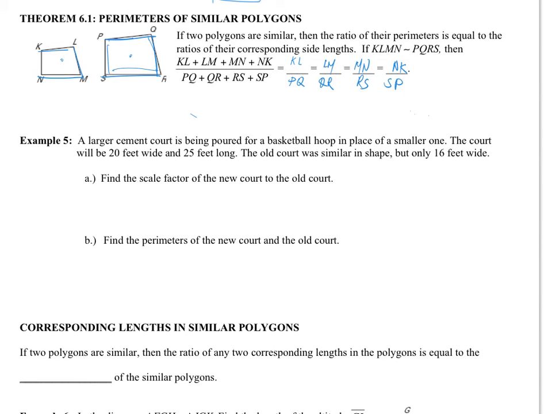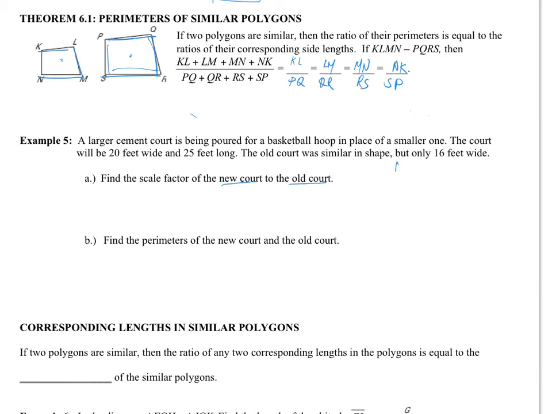Example 5. A larger cement court is being poured for a basketball hoop in place of a smaller one. The court will be 20 feet wide and 25 feet long. The old court was similar in shape, but only 16 feet wide. Find the scale factor of the new court to the old court.